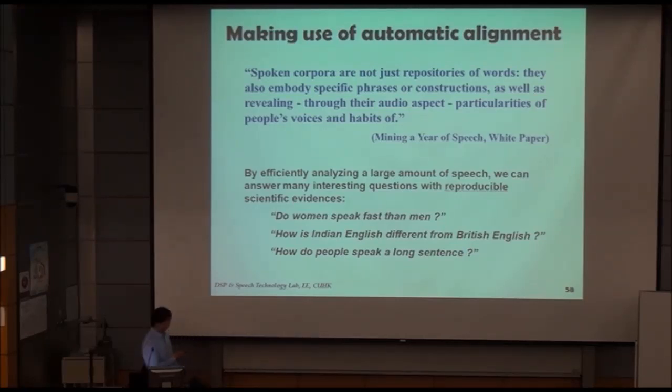For example, do women speak faster than men? Now we can make use of automatically segmented data to do that easily. Suppose we have thousands of hours of English data, we separate men's speech and women's speech, and then we measure the phoneme duration and calculate the statistical distribution. Then we can answer this question. On a language corpus, you cannot do that. You don't really know.